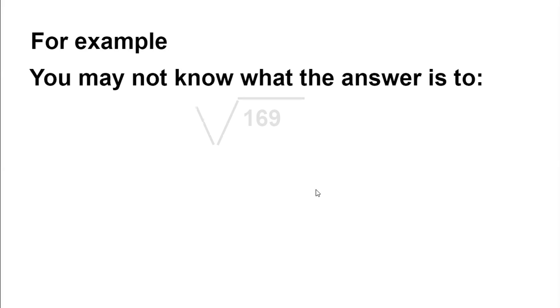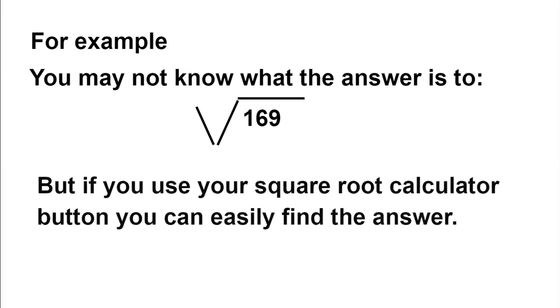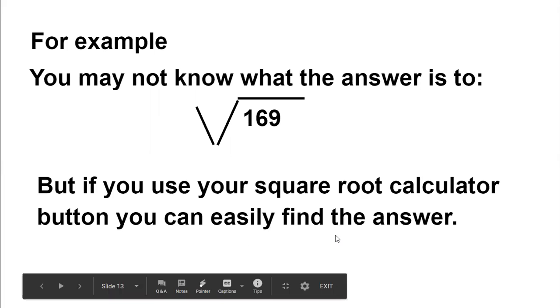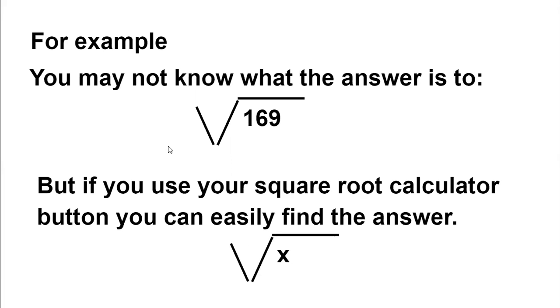So for example, you may not know what the answer is to the square root of 169. That may not be a number that you're familiar with, but you have a button on your calculator called the square root button that can easily find the answer, and it looks like a square root symbol with an X underneath it. If you type in the number 169 and hit the square root of X button, you will get the answer of 13. So at a moment later on after the video, give it a try and see if you can figure out how to use your calculator with some of these new buttons that you'll be using this year.